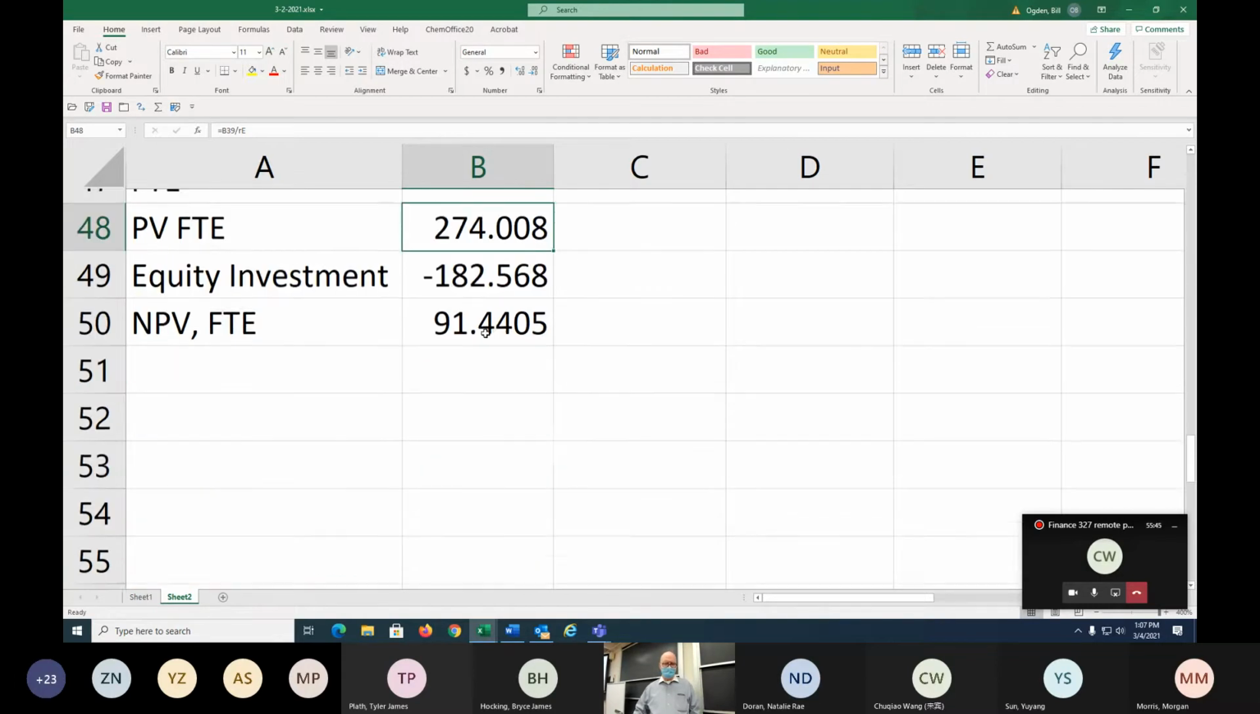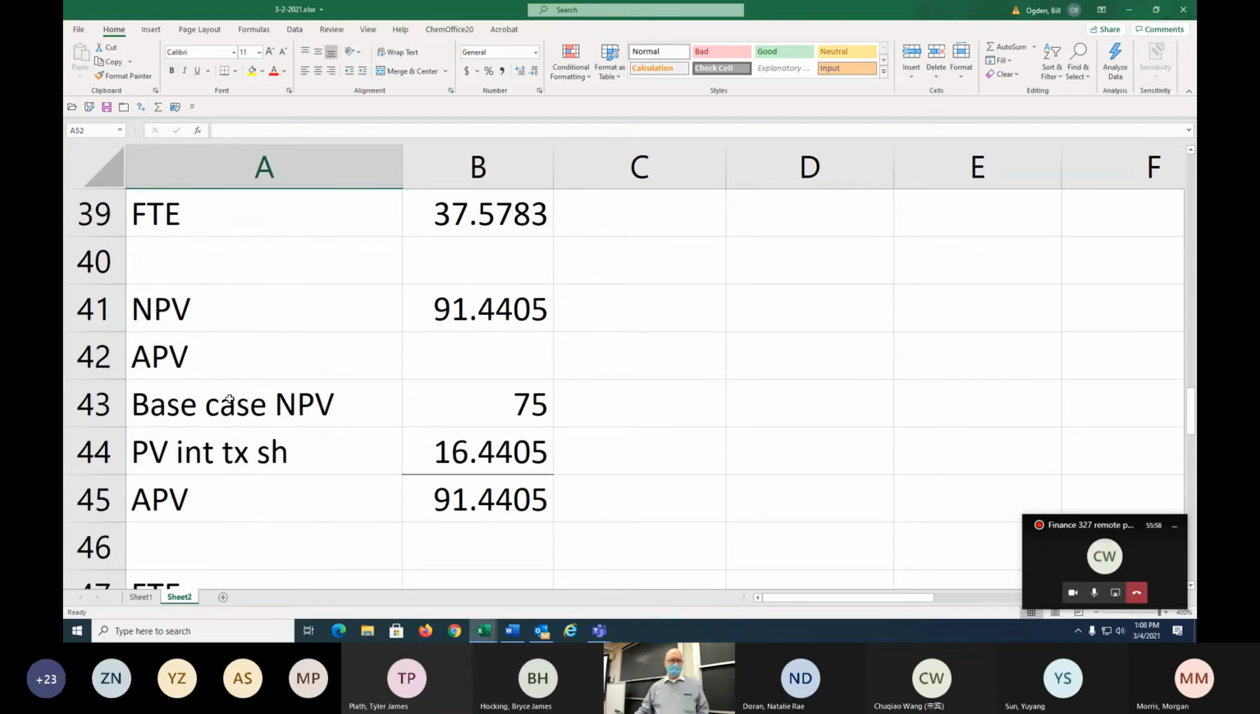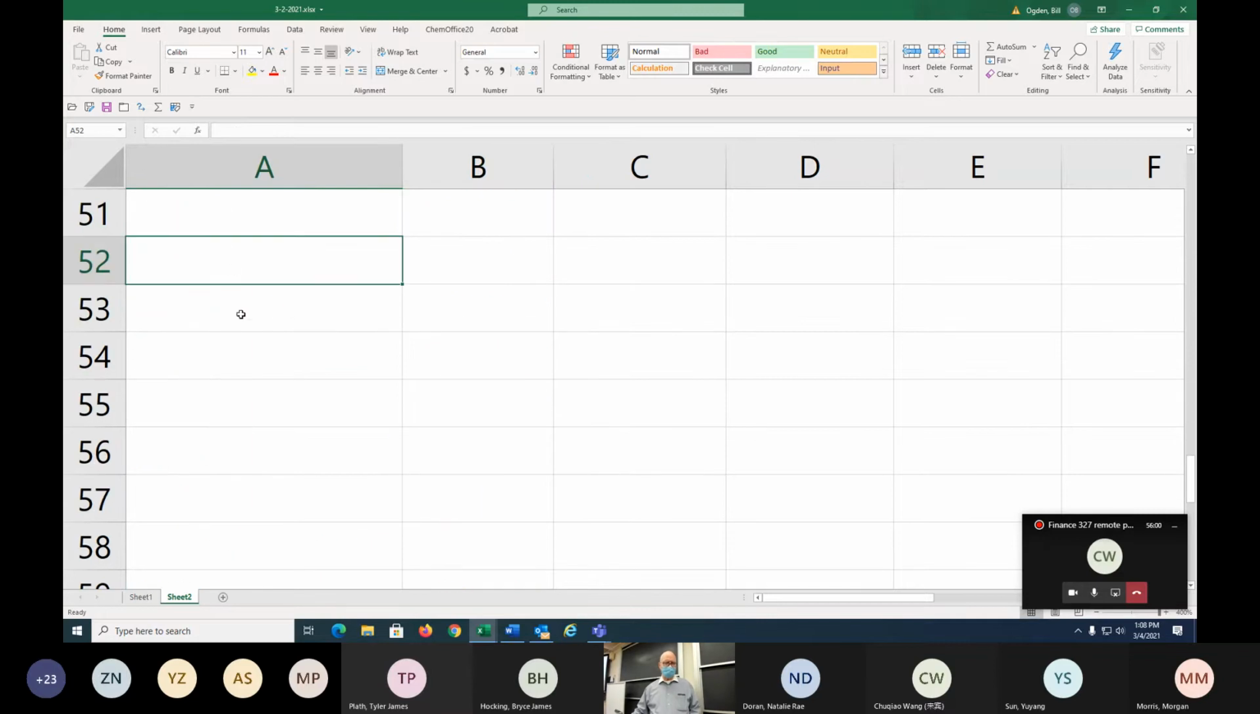Okay, now we're going to do a different example. This is completely different. Things change here drastically. We're going to take this same project, and if you want, we can just copy the cash flows down.